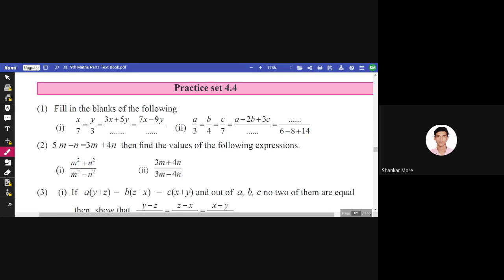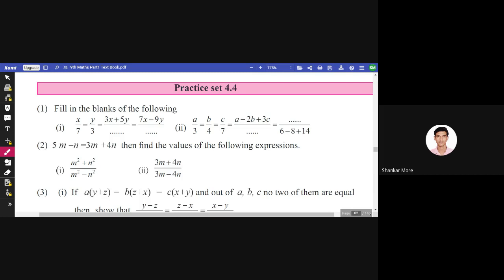Vedant, Vinit, did you solve it, or you're just copying Kadambari and putting the answers? Okay, so we'll see.